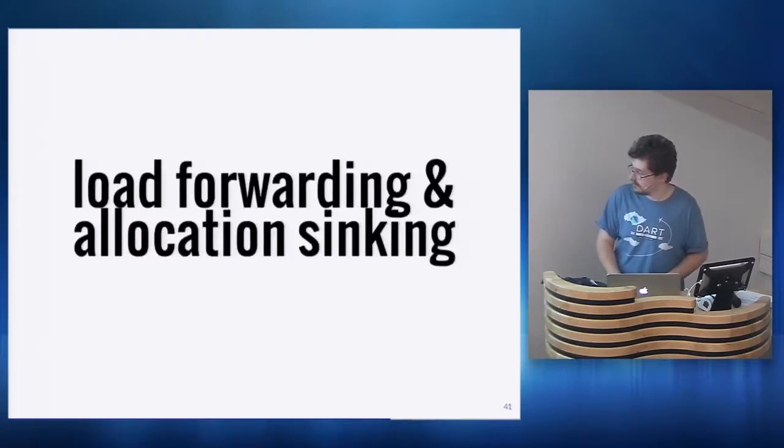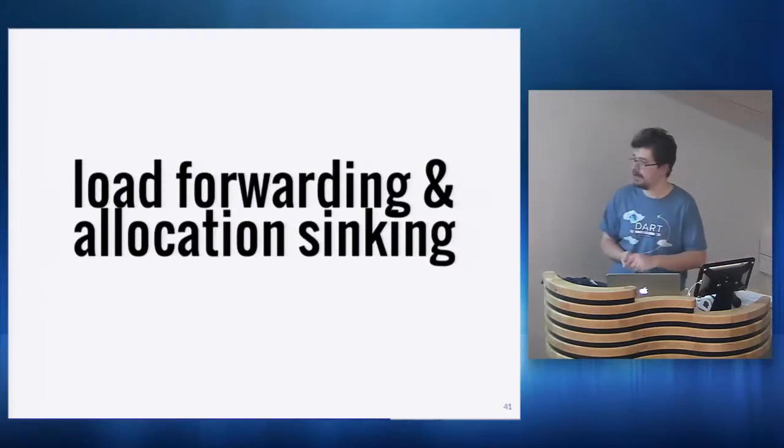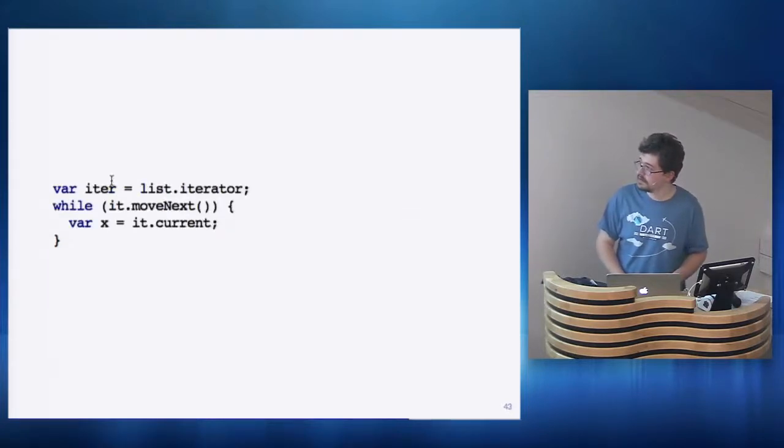The rest I will quickly glance over. One of the optimizations that I really like is called load forwarding and allocation sinking. Let's take a look at this example. This is Dart code. This is how you can write an iteration over a list. This code gets desugared to something like that. You ask for the iterator from the list. Oh, I spelled it incorrectly. It should say it, but it's fine.